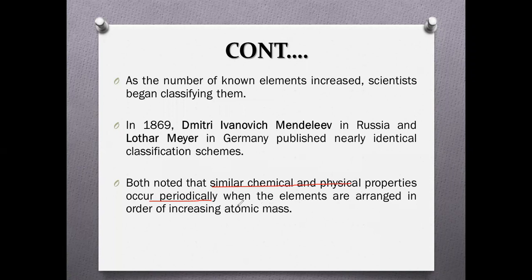When the elements are arranged in increasing order of atomic mass, you know what is meant by atomic mass. In earlier presentations we studied what is meant by atomic mass and how it was discovered one by one. They noted clearly that chemical and physical properties occur periodically when the elements are arranged in order of increasing atomic mass. That is very important, right?